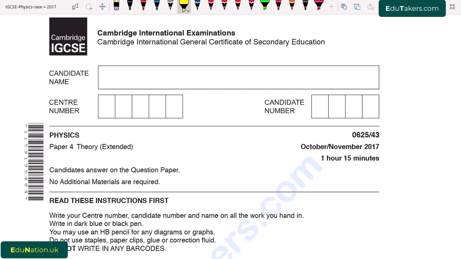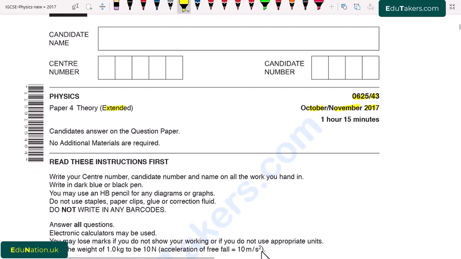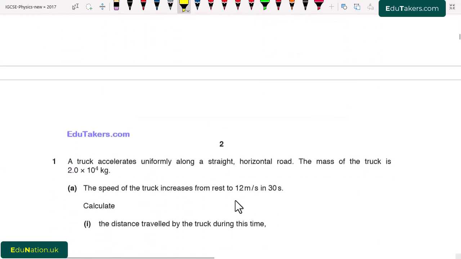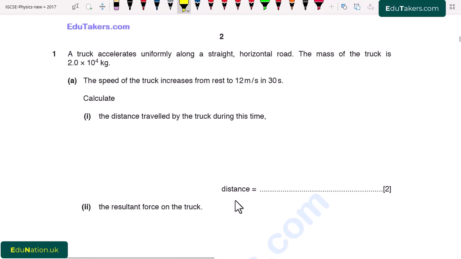Today we are going to solve Cambridge IGCSE Physics Paper 4 Theory Extended, held in October-November 2017, and the paper code is 0625 with variant 43. So let's start from question number 1. Here is question number 1.